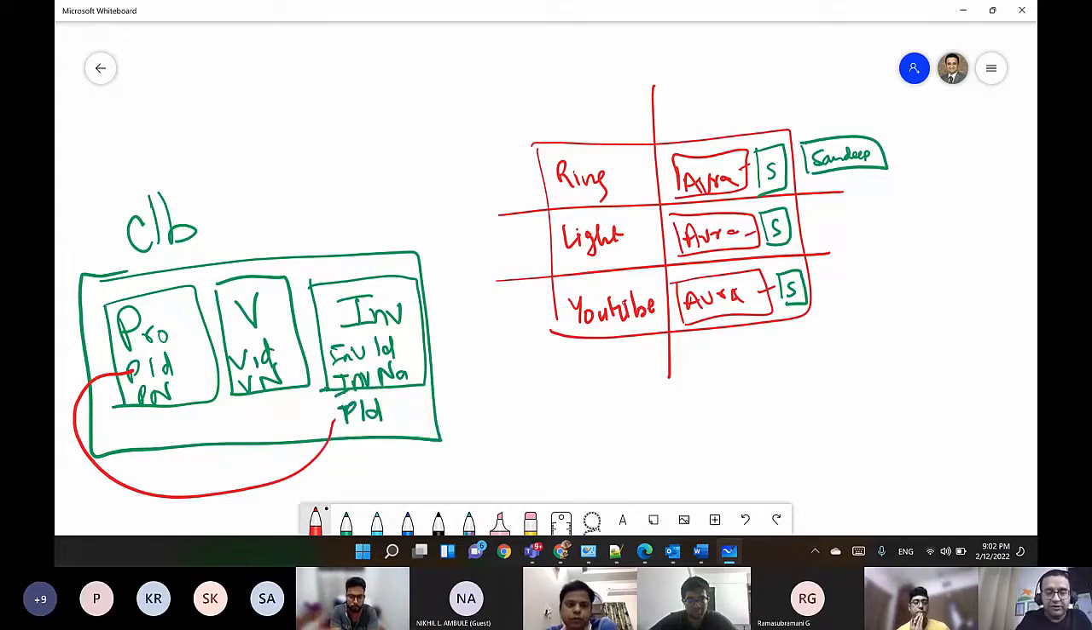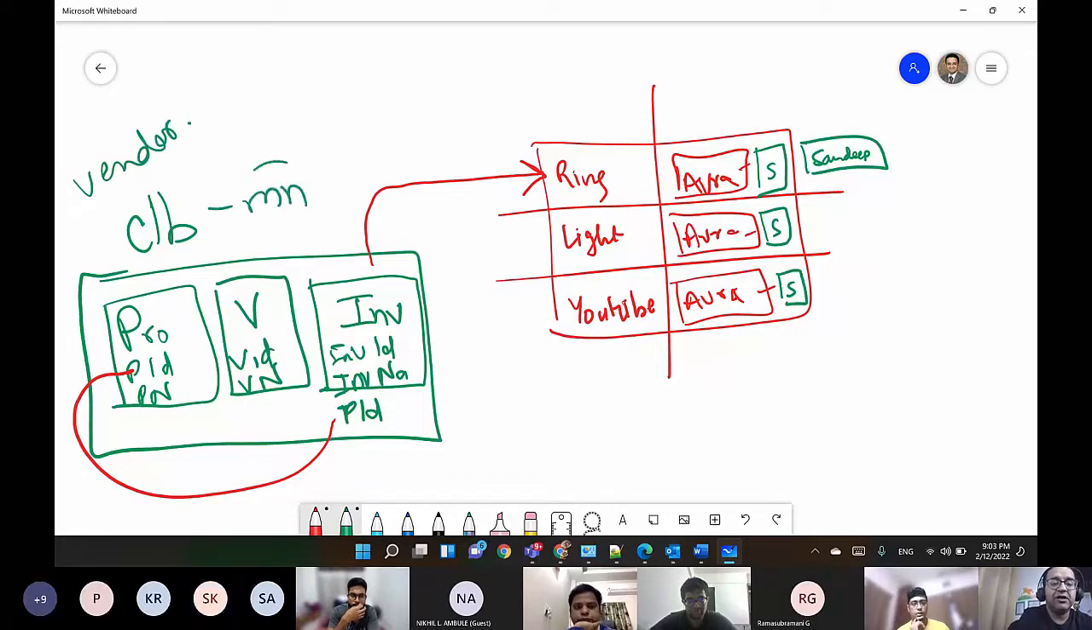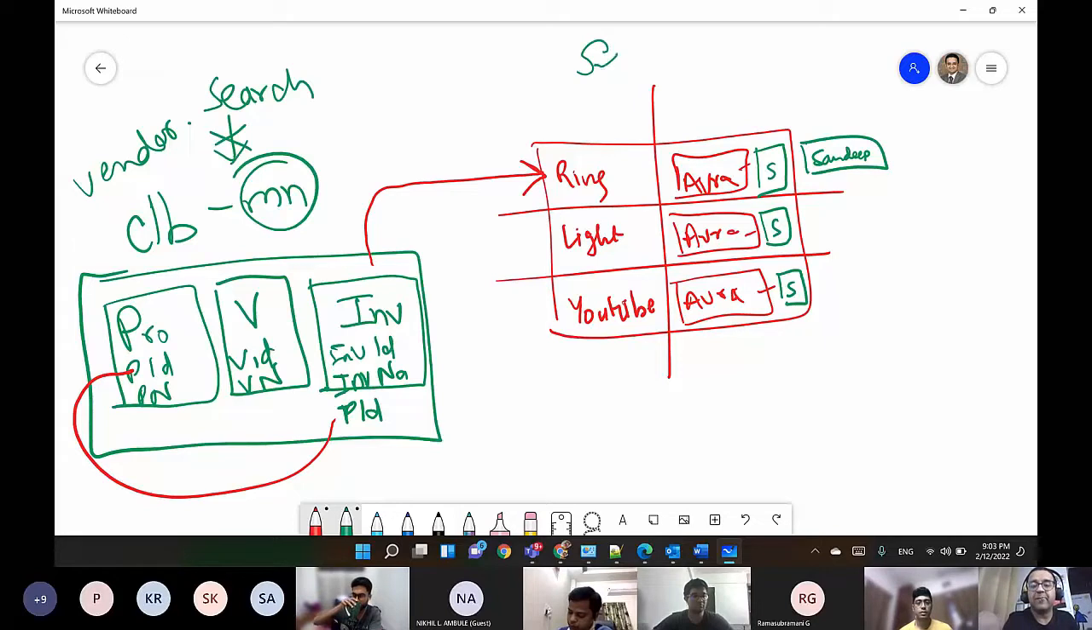From this information of my product, vendor, inventory, etc., I am transforming this information into this database so that I can make my search queries more performant. Are we on the same page on this? Yes. And this was my vendor DB, and we already established that the vendor DB will have millions of records. Therefore, my search can't hit this one. Search will hit this one. Do you agree?